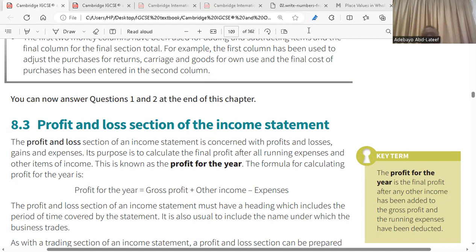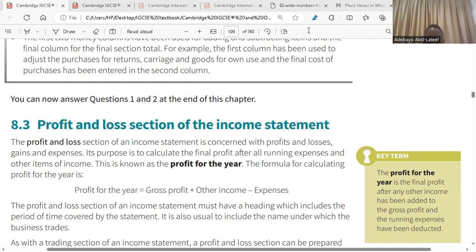For the profit and loss section of the income statement, we use it to get our net profit or profit for the year. That is what we use the profit and loss section to get. So how do you get the net profit or the profit for the year? The profit for the year is the gross profit from the trading account plus any other incomes minus expenditure. You get what I mean here?